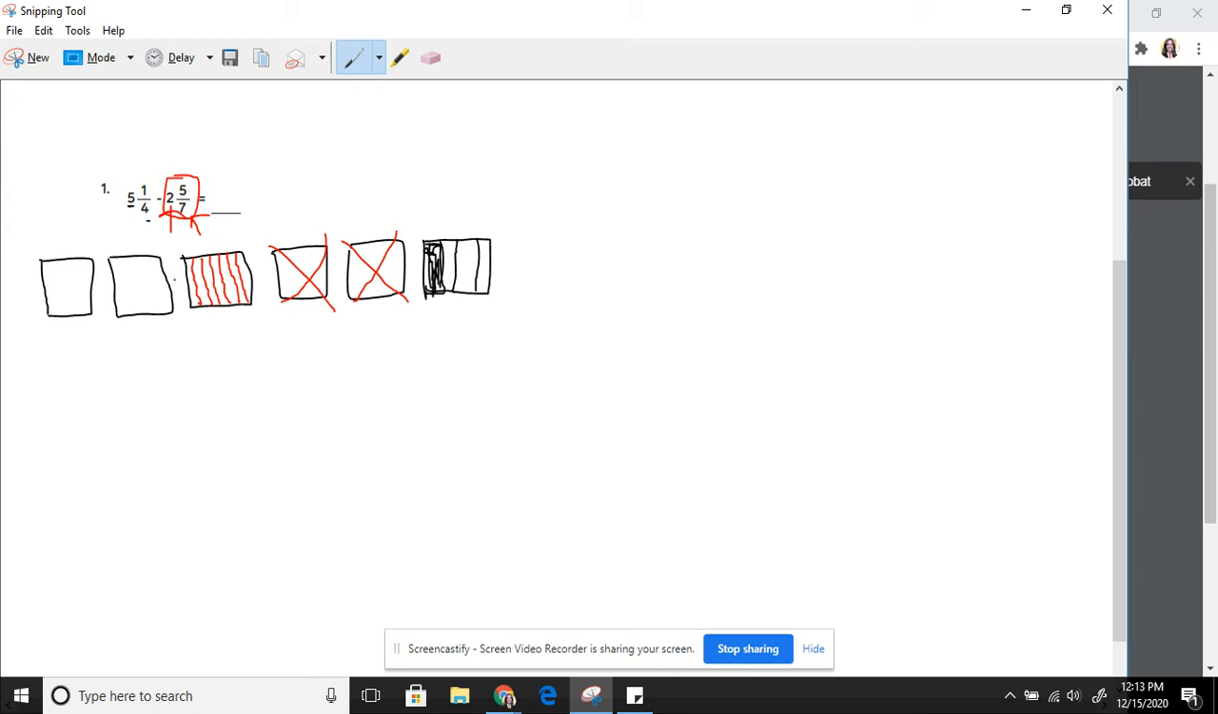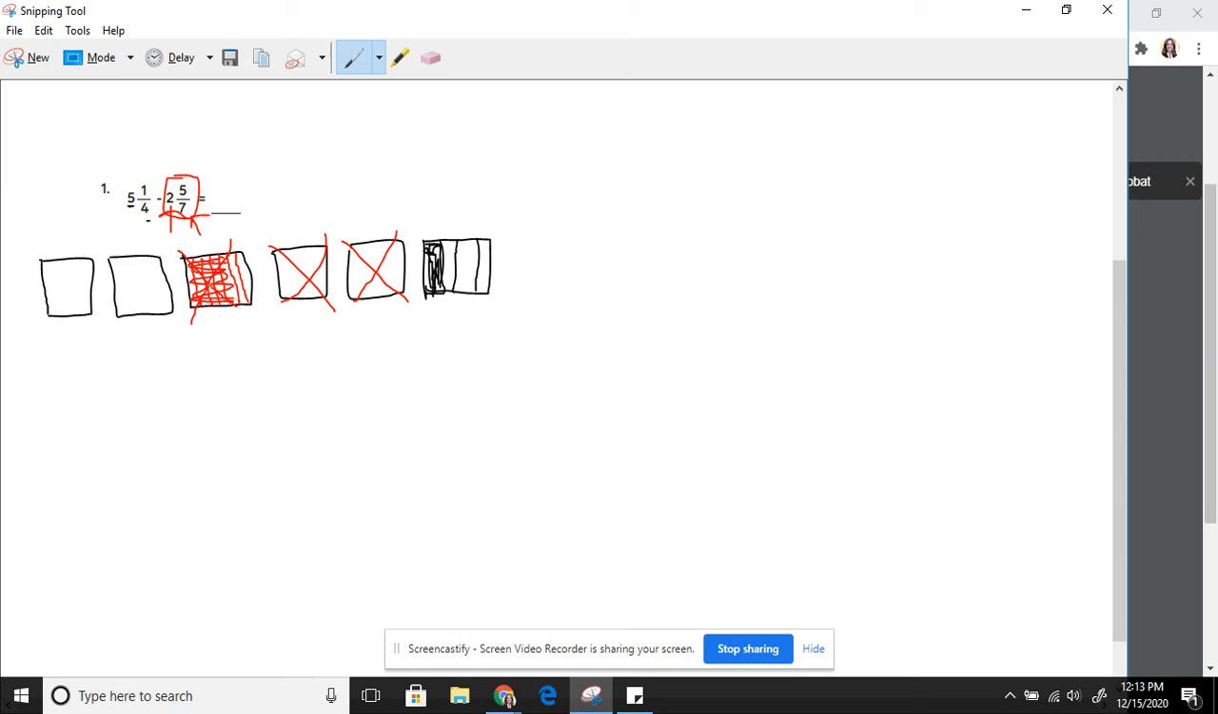Okay, so there's our 7 pieces, our denominator, and we're going to shade in 5. Let's see, 1, 2, 3, 4, 5. Okay, so we're going to shade in 5/7. So we're not going to use those 2 7ths. We're just using these 5. And we're going to cross out those 5/7 because we're taking those away.